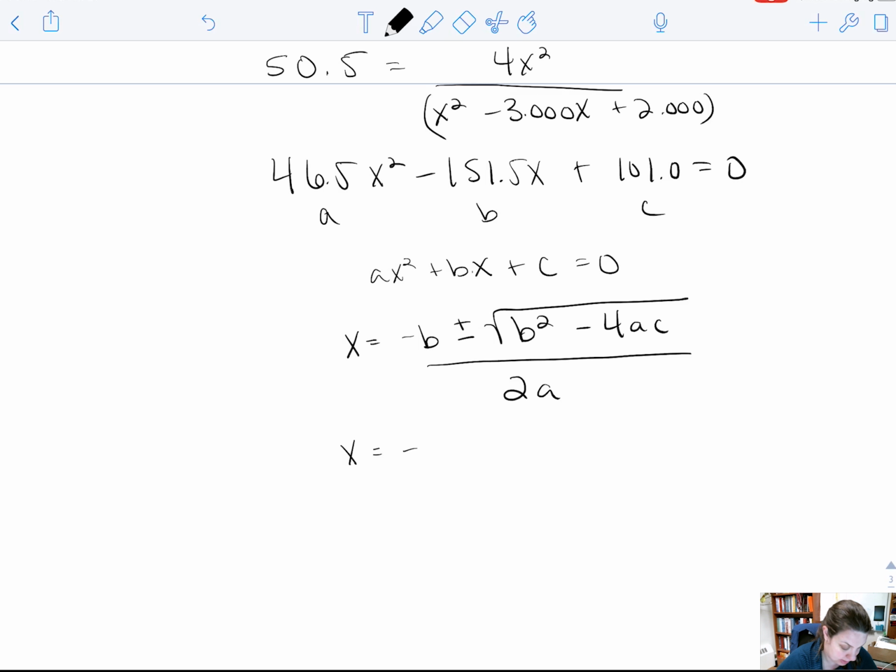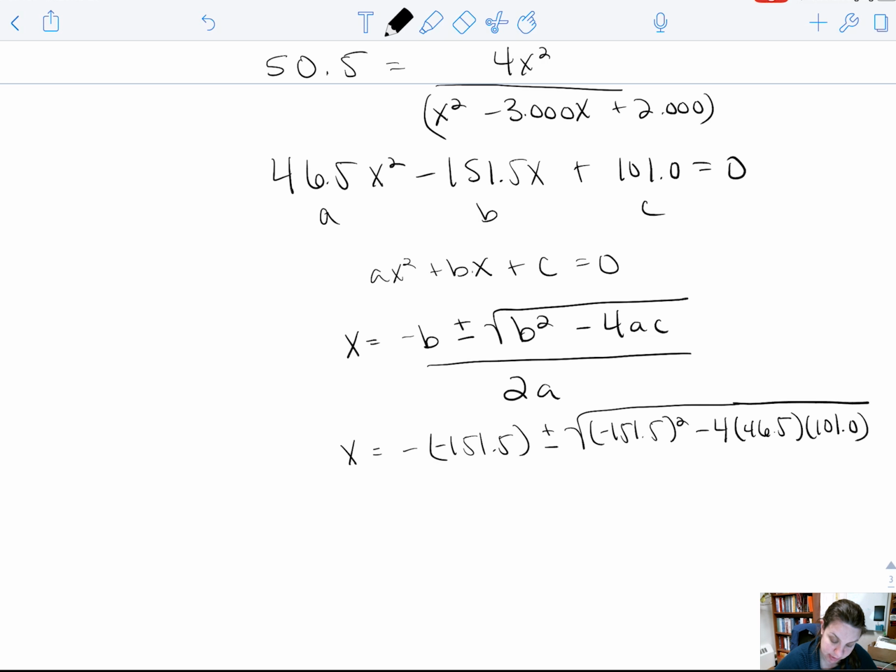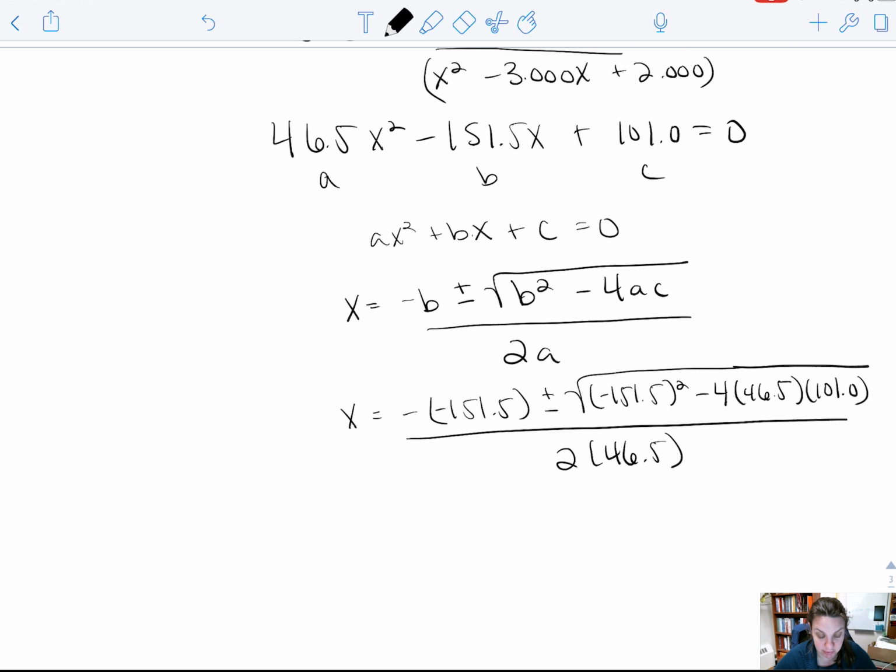So we have negative negative 151.5 plus or minus the square root of negative 151.5 squared minus 4 times 46.5 times 101.0. This is all going to be divided by 2 times 46.5. And again, I took these values: 46.5 was a, negative 151.5 was b, 101.0 was c.